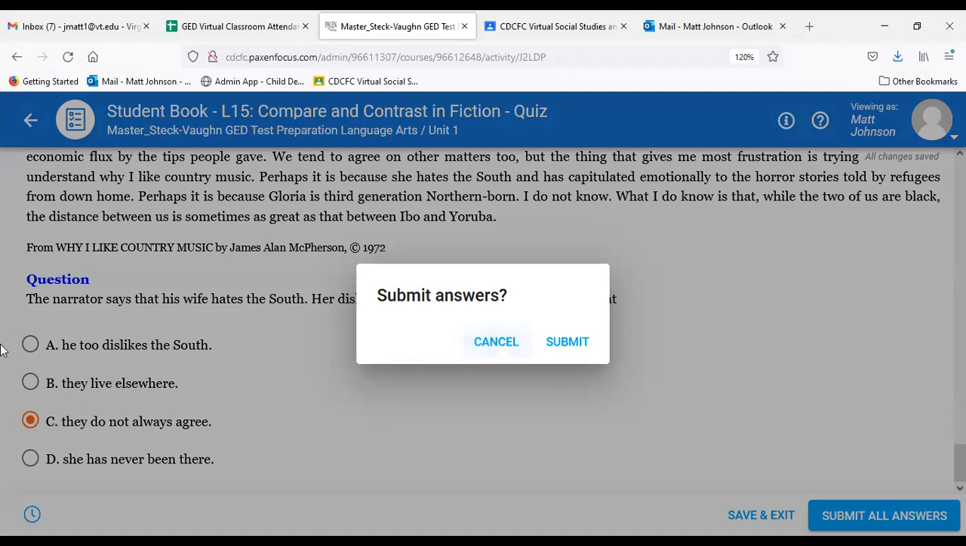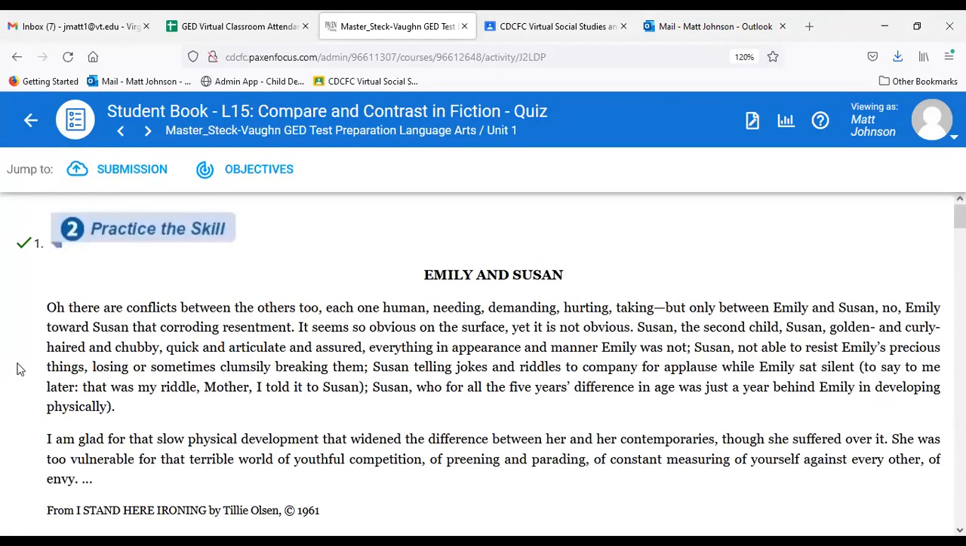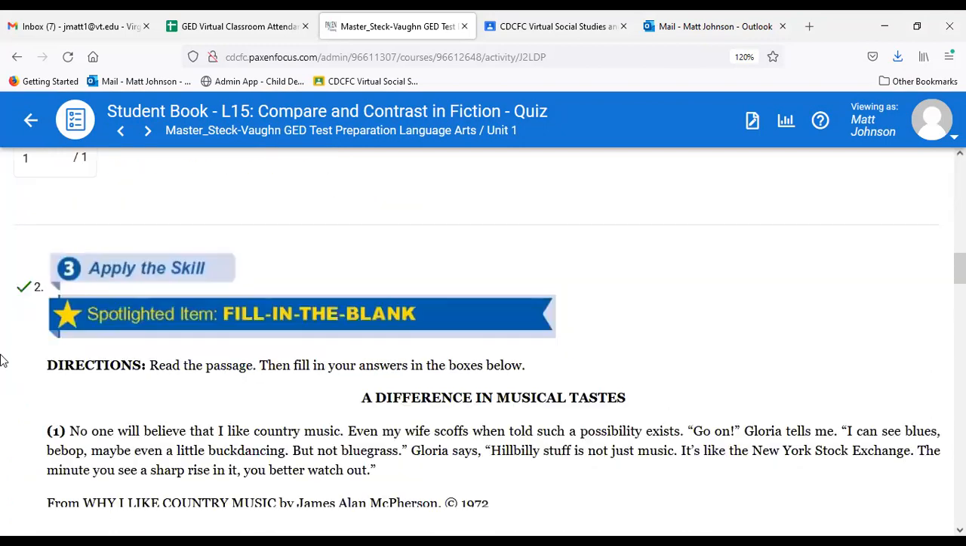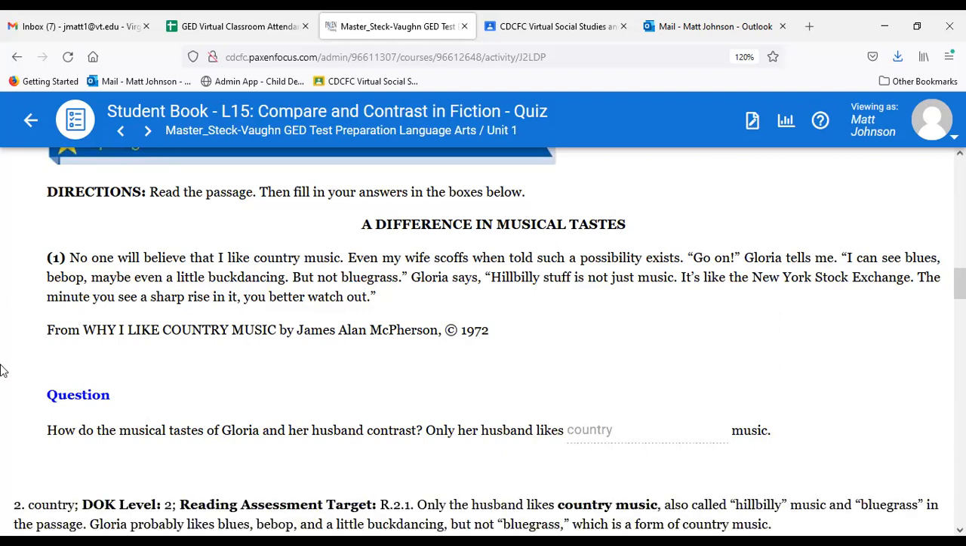So a quick recap there. 1 was D as in dog, right? Emily is slower to develop physically than Susan, her younger sister. 2 was country music. Only her husband likes country music. Gloria does not like country music. We are not country music fans in our house.